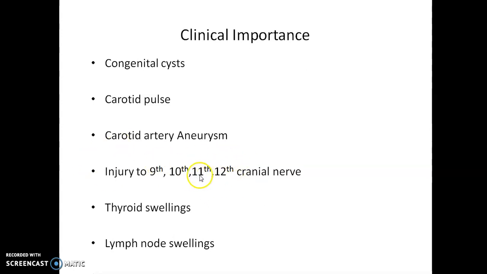So the person will not be able to move his neck to the right or left, depending on which side the lesion is, and also he will not be able to shrug the shoulder, because the spinal accessory nerve supplies these two muscles, sternocleidomastoid and trapezius. 12th cranial nerve, the hypoglossal nerve, is the motor nerve of the tongue. So the person will have dysarthria or difficulty in speech.